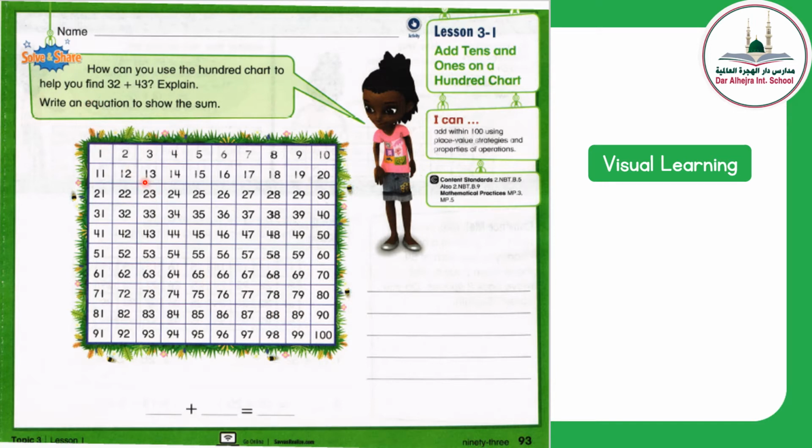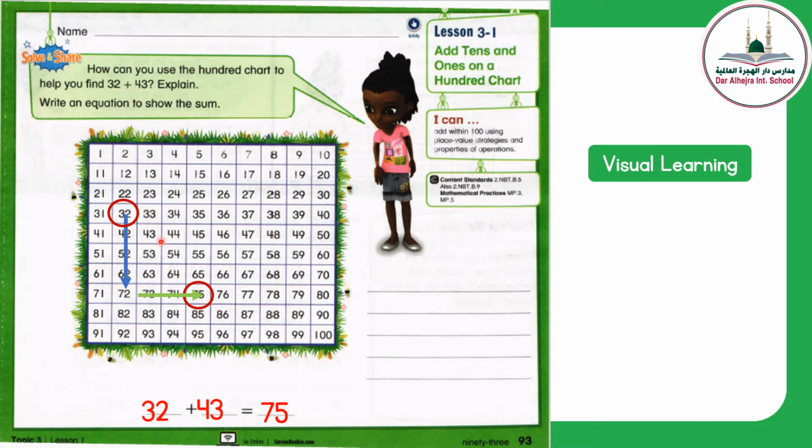Now we are going to use this 100 chart to solve our equation given here. How can you use a 100 chart to help you find 32 plus 43? Explain. Write an equation to show the sum. We can use two different ways to solve this equation. The first way is to add tens first and then ones.